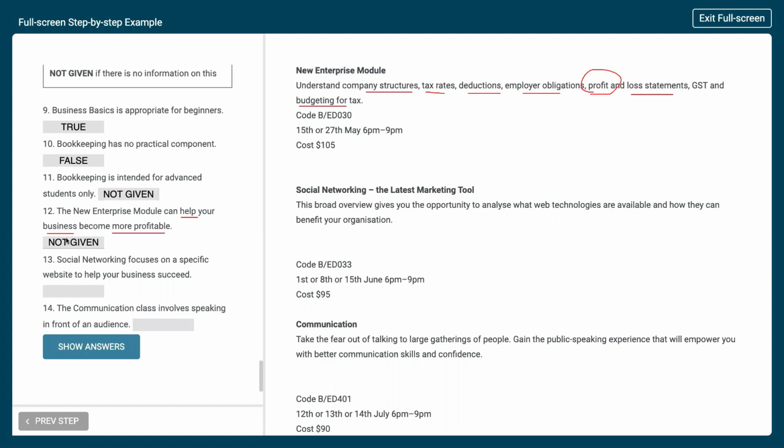Great. Now let's go to number 13, where we have social networking, and this was talking about a specific website to help your business succeed.